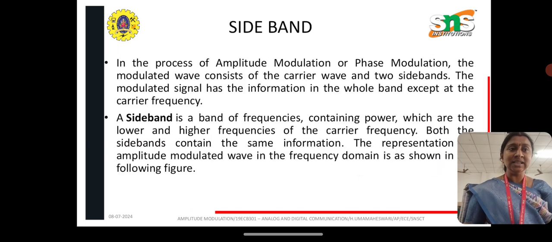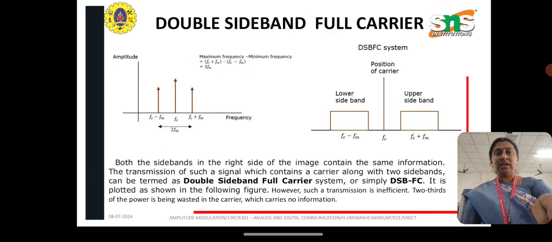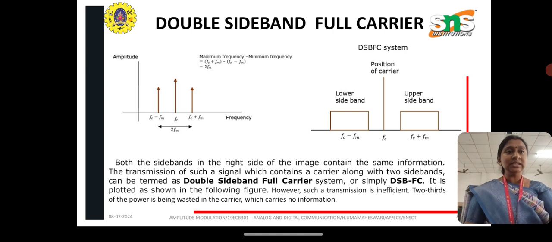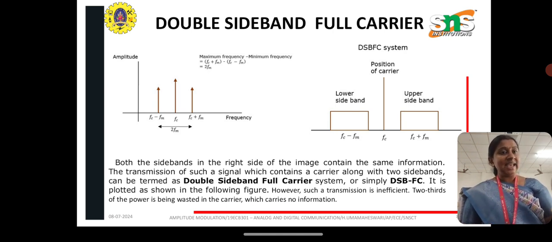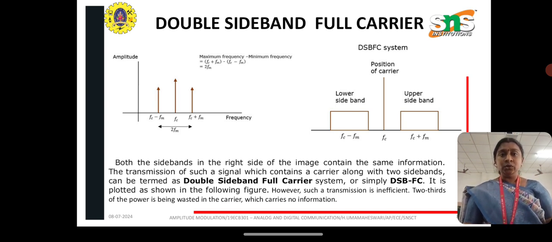Then we'll be having the sidebands. A sideband is a band of frequencies containing power which are lower and higher than the carrier frequency. Both the sidebands contain the same information as shown in the figure. In this we'll be having a double sideband full carrier system. Here the transmission of a signal containing a carrier along with the two sidebands can be termed a double sideband full carrier system, or simply DSB. It is plotted as shown in the figure.